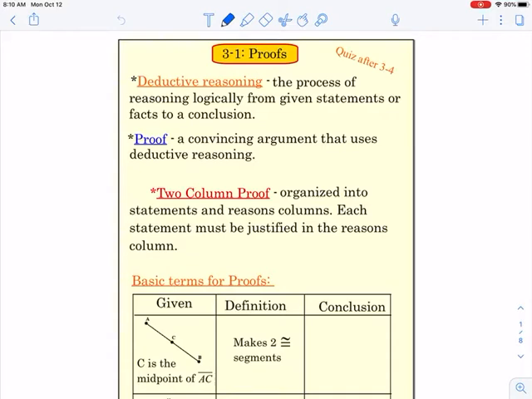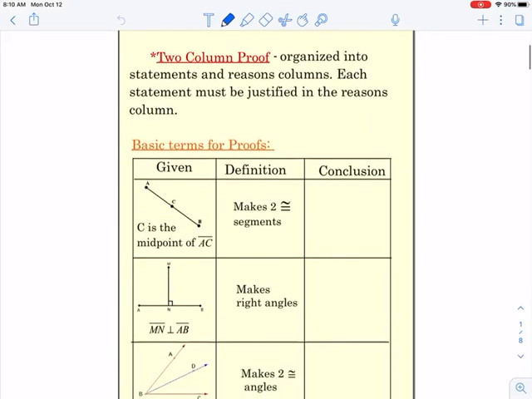So we're going to go through a couple of definitions and what conclusions you can draw from those definitions. And then in a second, you'll see how they'll end up being used inside of a proof. So basic terms for a proof. Given that C is the midpoint of AC, by definition, if it's a midpoint, it's going to make two congruent segments. So the conclusion that you can draw here is that AC is congruent to CB.